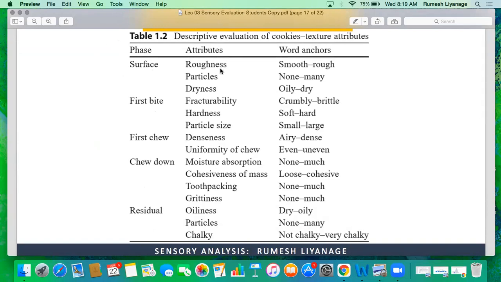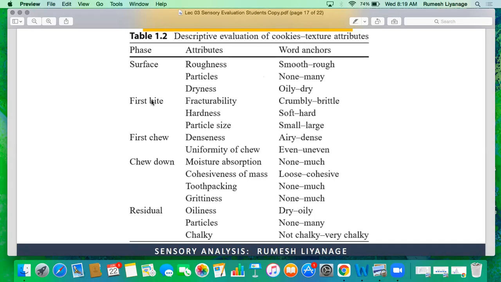Surface again. When we are taking the food product into the mouth, we can imagine roughness, particles, and dryness. These are the word anchors in determining hedonic scales or any scales. Smooth to rough, very smooth, likewise, very rough. These are the word anchors, examples, right?